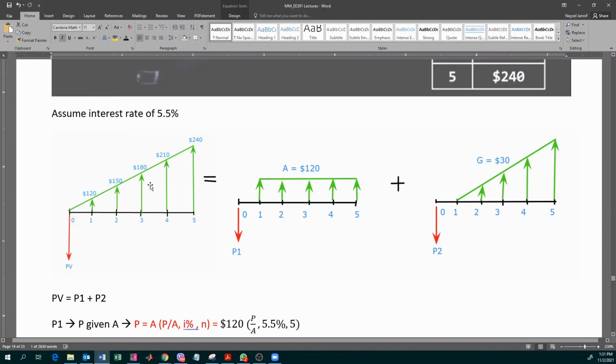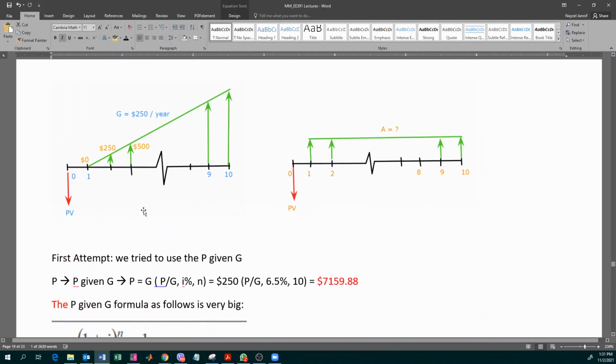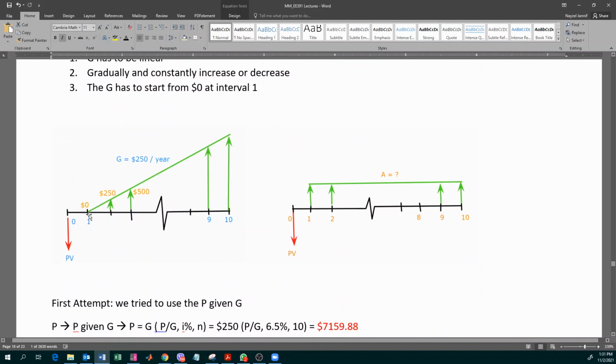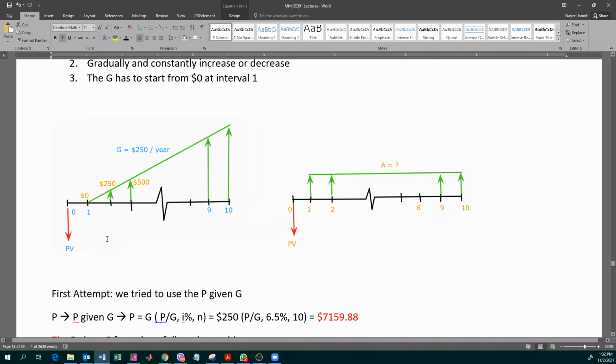Okay, but in order to deal with the G, we can't deal with the G of $30 per year starting at 0. We've got to split it. Why do we have to split it? Because according to the rules, the G is going to start at 1. The G at first year is going to be 0. For those of you doing electrical engineering, that ramp has got to start at 1, and the first year is going to be 0. Just like how annuity always starts at 1, the ramp has got to start at 1 as well.